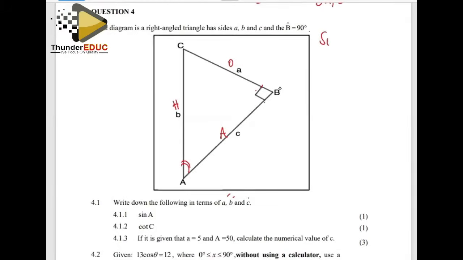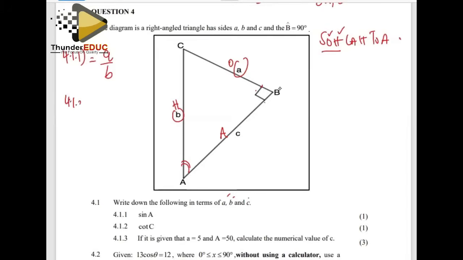And from our SOHCAHTOA, we know that sine is given as the opposite over the hypotenuse. So what that becomes is that our opposite is A over the hypotenuse, which is B. So it's going to be A over B.